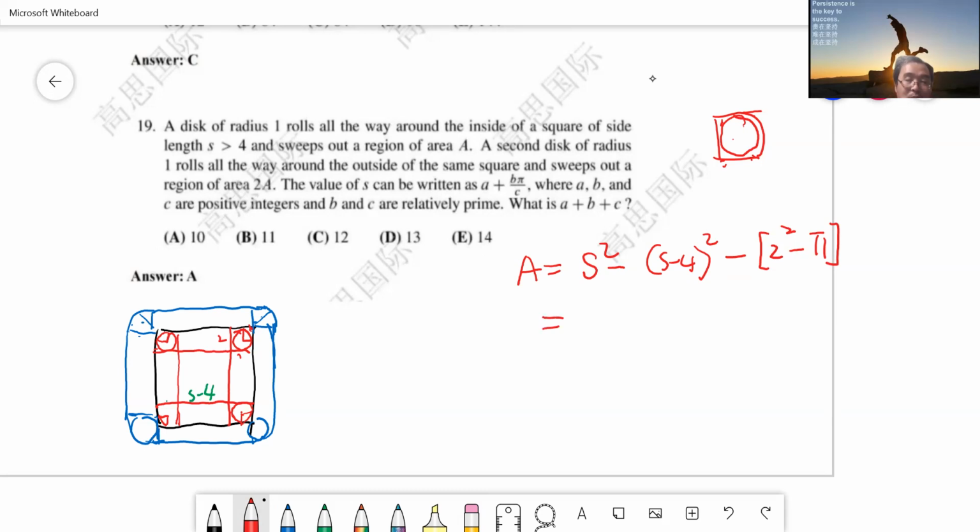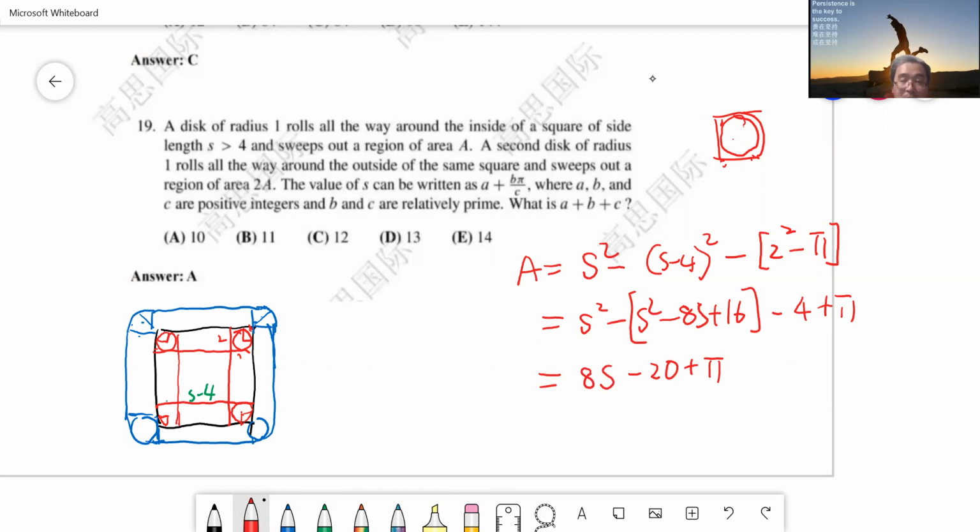So this is going to be the first area inside. We can simplify this. So s squared minus s squared, and minus 8s plus 16. So we need a minus 4 plus pi. Then we can continue, get rid of the parentheses. We're going to cancel s squared. We're going to have positive 8s, then minus 16 minus 4, which is minus 20, then plus pi. So that would be the inside, right?